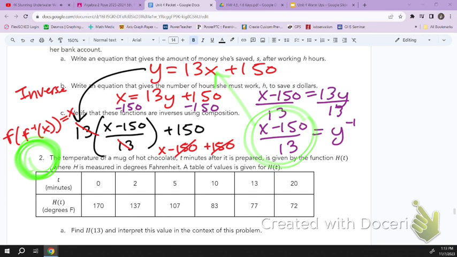This first one, we're just interpreting the value. So what does h of 13 mean in terms of my hot chocolate? You're right. At 13 minutes, the hot cocoa is 77 degrees Fahrenheit. And we're just writing it out in a sentence to explain what's happening. Are we okay with that?